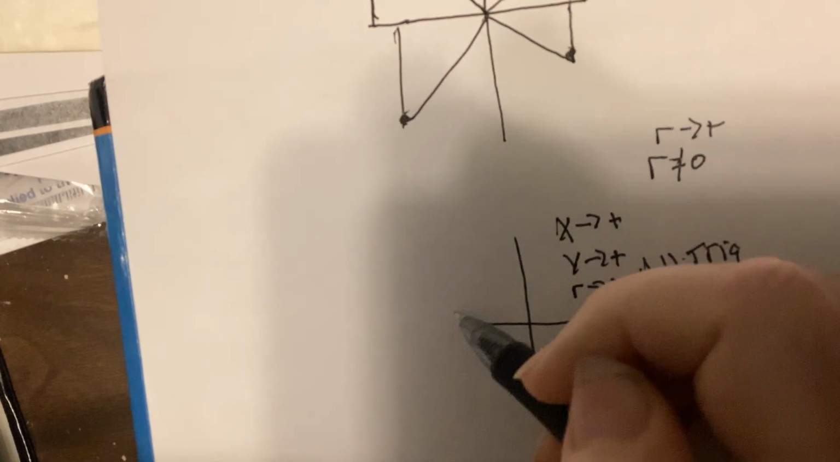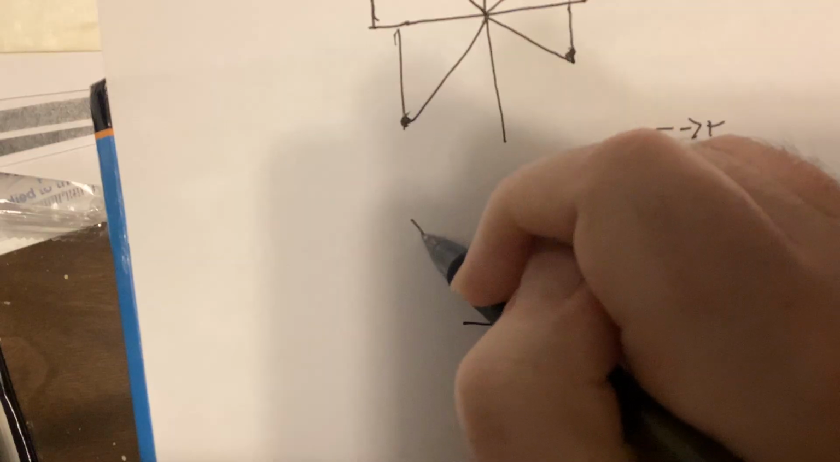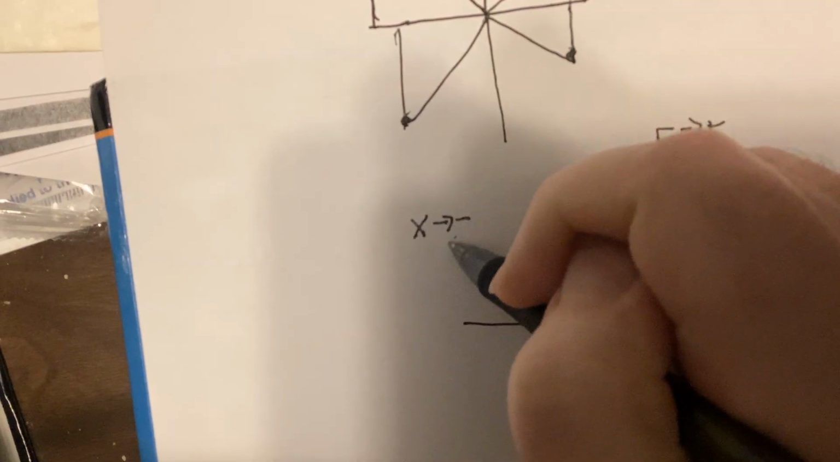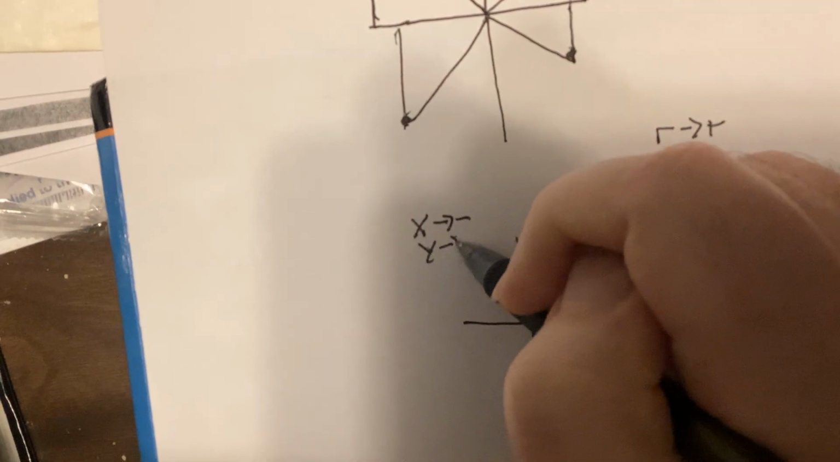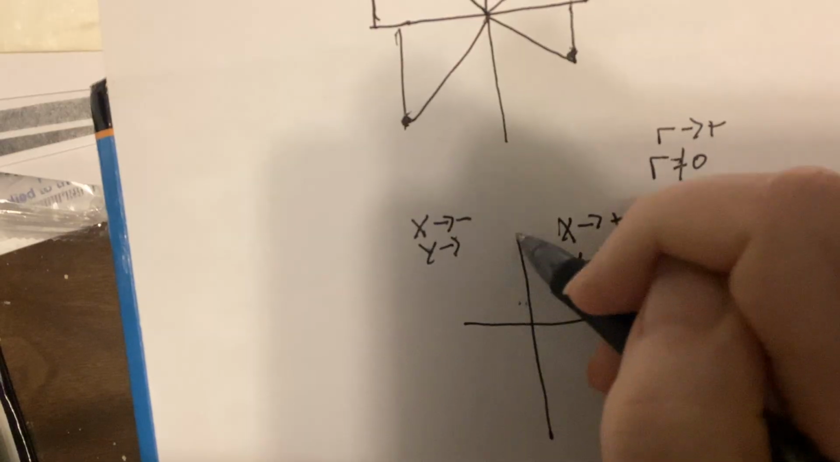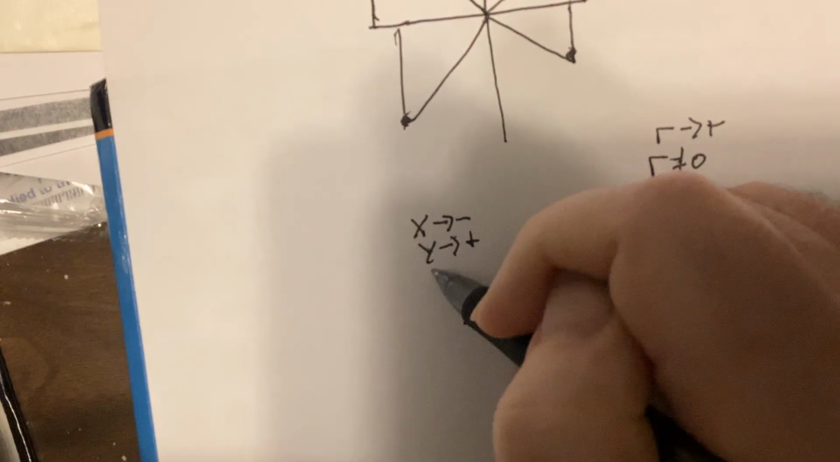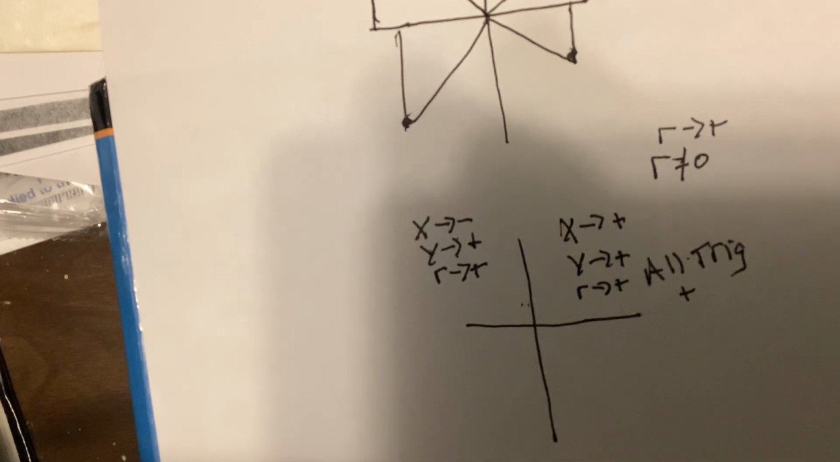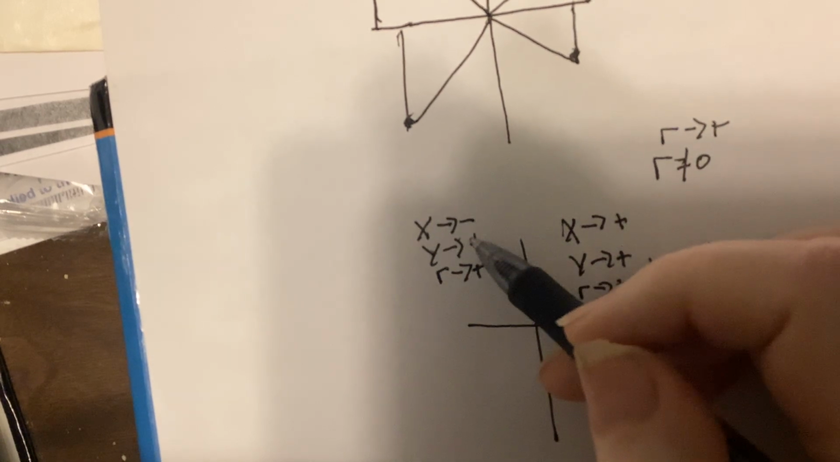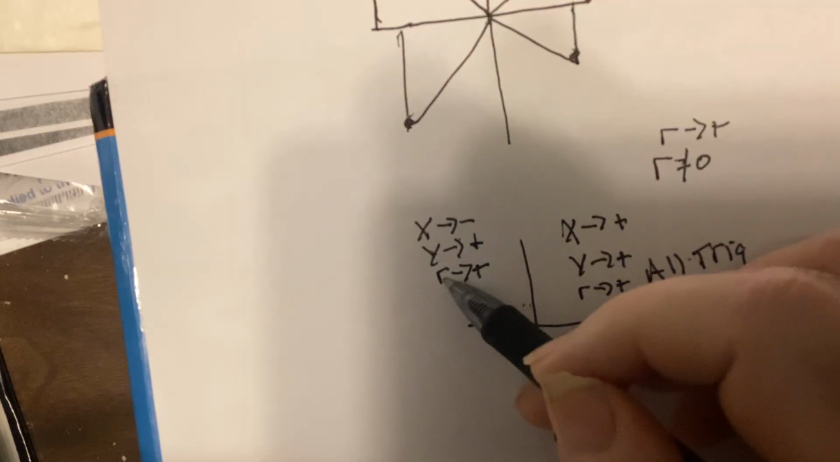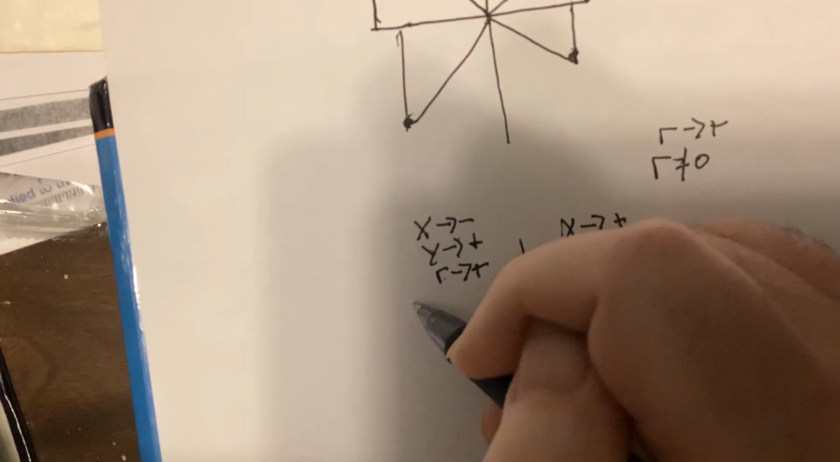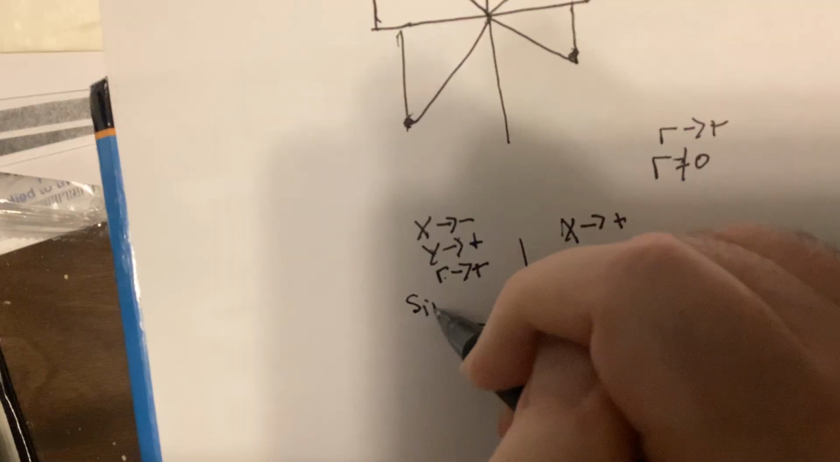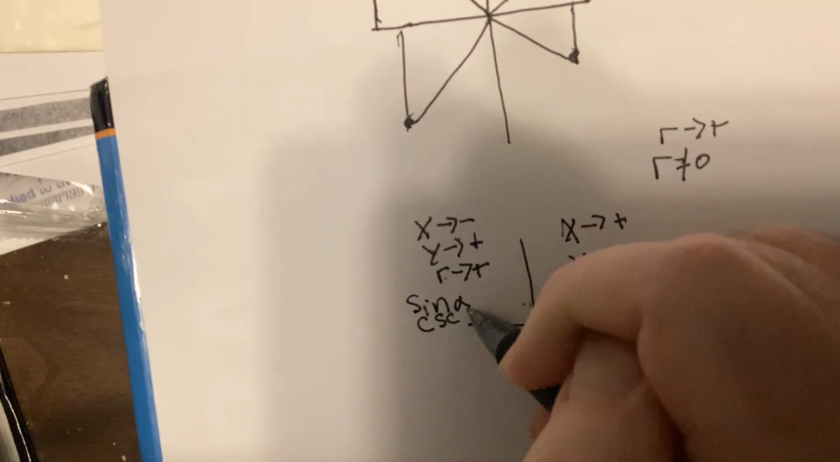But in the second quadrant, notice it's a little bit different. X is now negative. Y is still positive because you're moving up. R is still positive. So to determine what trig functions are positive, what trig functions deal with y and r? And that is sine and its reciprocal cosecant.